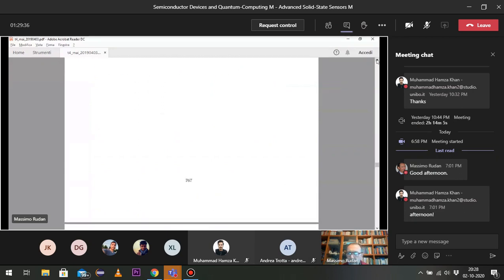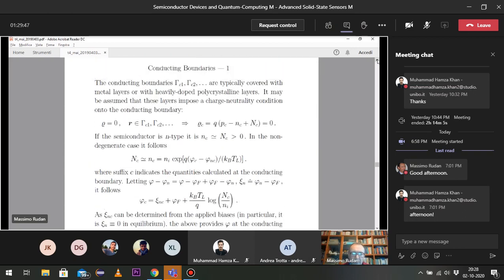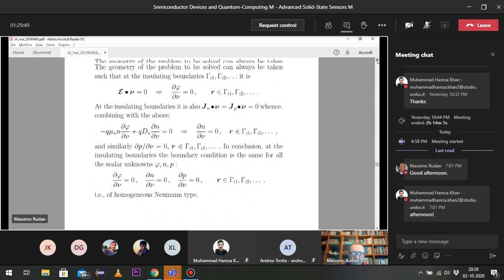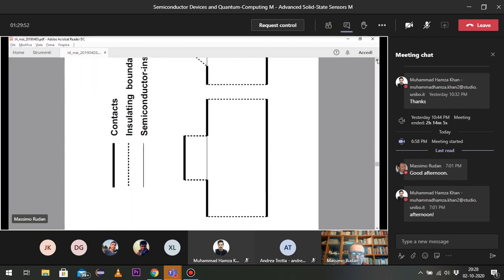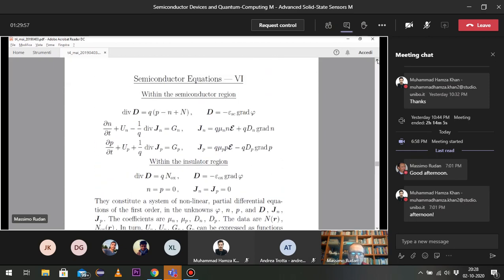In the next discussion, we have to face the problem of describing the coefficients of the model. So I go back for a second to the equations. You remember the coefficients of the models are the diffusion coefficient, the mobilities, and then the generation recombination terms, UN, UP, GN, GP, okay?